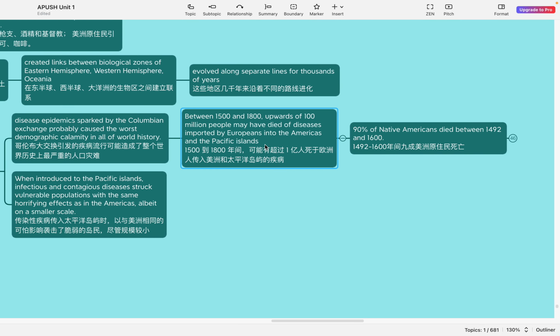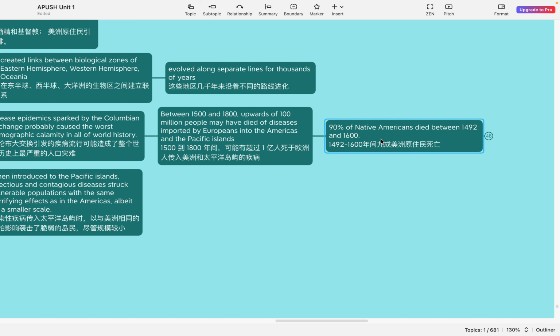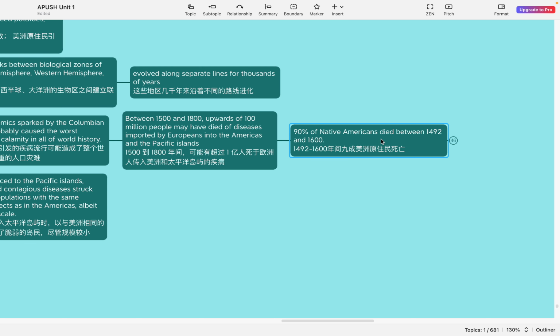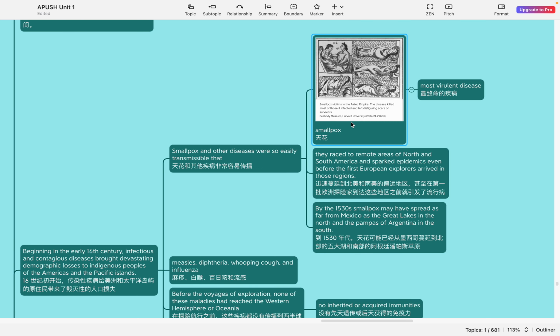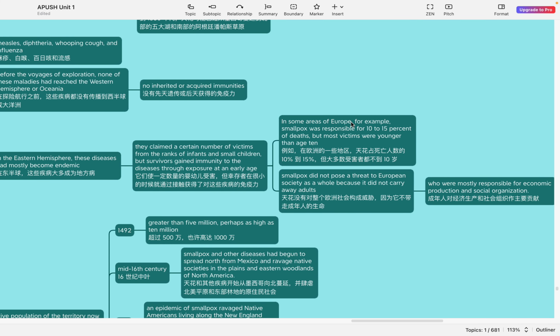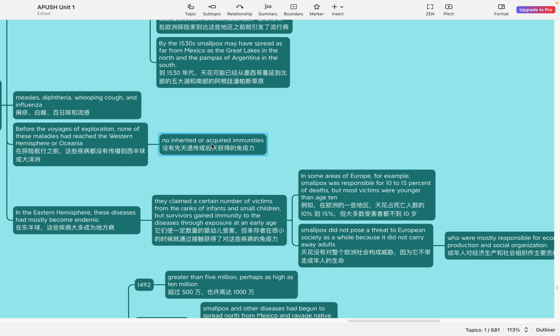In the 300 years after Europeans began maritime exploration, more than 100 million people might have died from diseases brought to the Americas and Oceania by Europeans. 90% of the indigenous population of the Americas perished within 100 years. Diseases like smallpox and measles had established some level of immunity in the eastern hemisphere, but the indigenous people of the Americas lacked these immune genes.